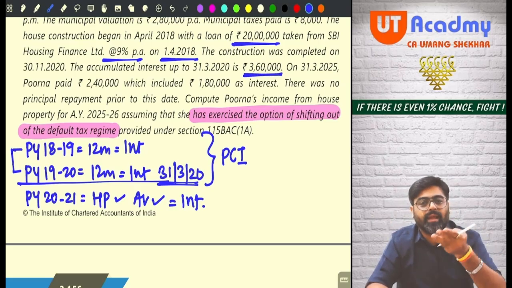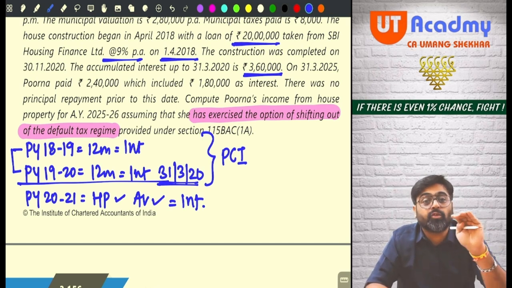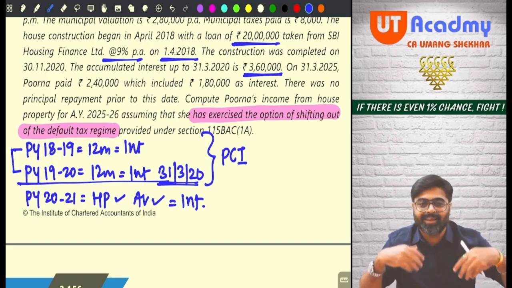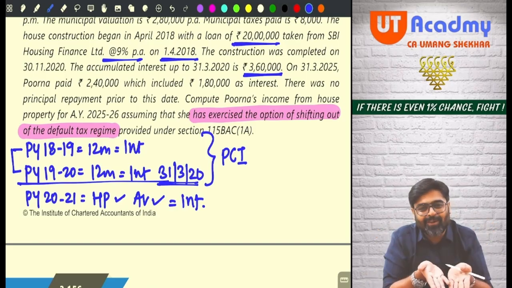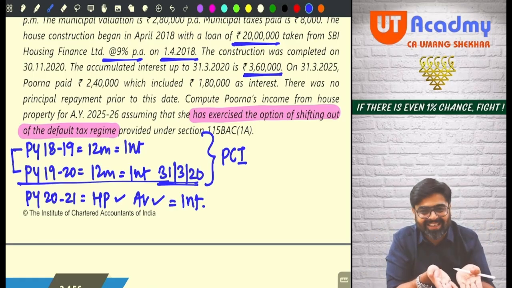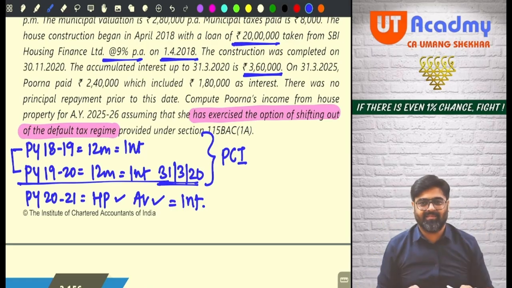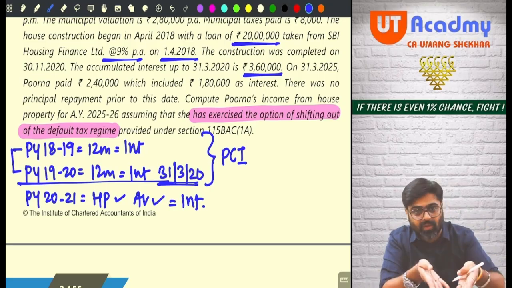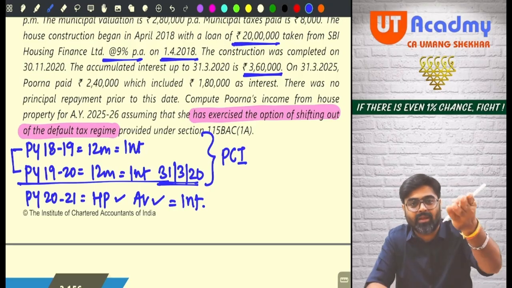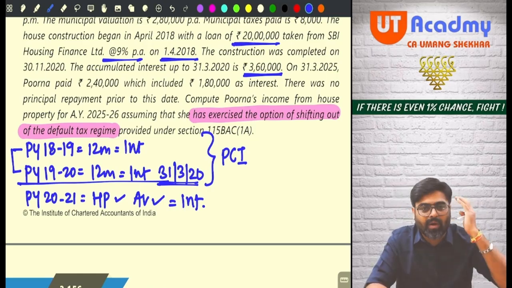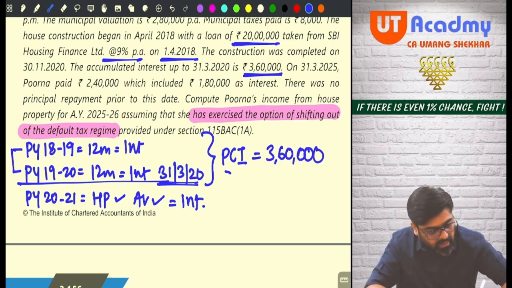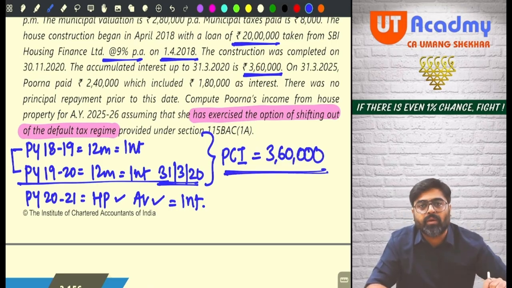So this way your examiner is becoming sweet. What you are supposed to tell your examiner? Thank you. You have yourself calculated pre-construction interest and given it to us. You did not even put us in the trouble to calculate this 3 lakh 60. You only calculated and gave it to us. Now apply some mind. Pre-construction interest 3 lakh 60. If they would not have given, you would have also calculated the same amount.